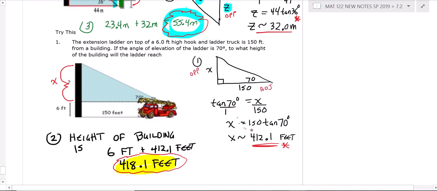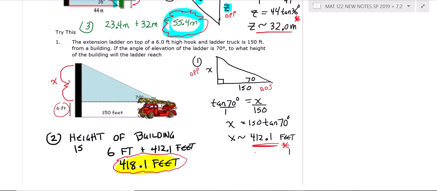I cross multiply and solve that. So I get 412.1 feet. Okay, but the question is, how high is the ladder reaching on the whole entire building? So you've got to also consider that 6 feet. So I do this plus 6, and then that's the final answer. That's the way I interpret that problem. All right, what do you think?